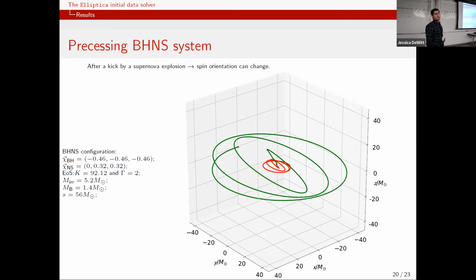Also, as you know, after a supernova explosion, the neutron star can get a kick, and so its spin orientation can get changed. Also for the black hole, the same. So the other test that we've done is to look at the orbits of a precessing system. Here I just mentioned the configuration of the system, and we did the run with the BAM code, and as you can see, we have orbits which are precessing.